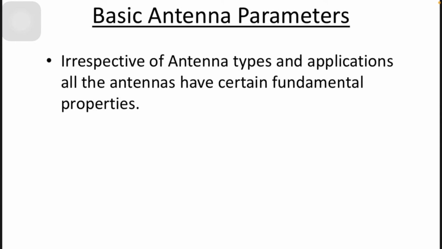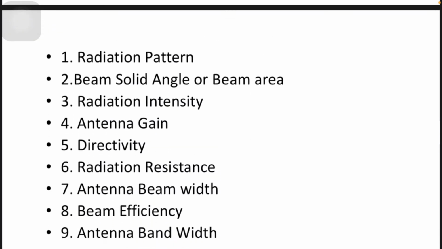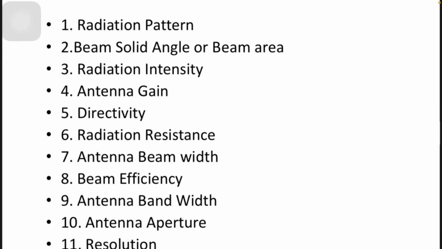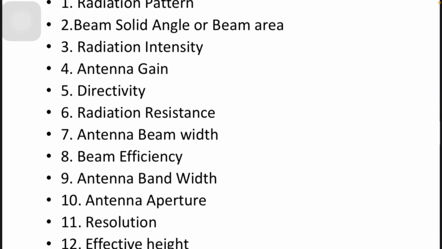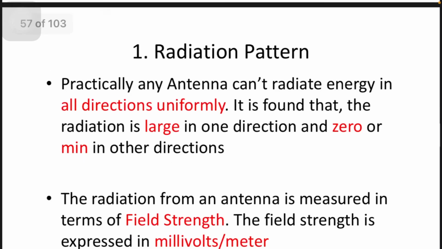Irrespective of antenna types and applications, all antennas have certain fundamental properties. They are radiation pattern, beam solid angle or beam area, radiation intensity, antenna gain, directivity, radiation resistance, antenna beam width, beam efficiency, antenna bandwidth, antenna aperture, resolution, and effective height.